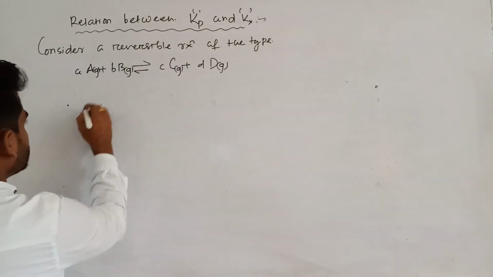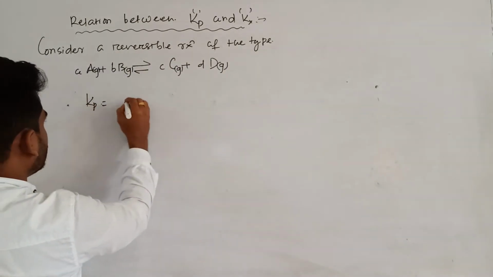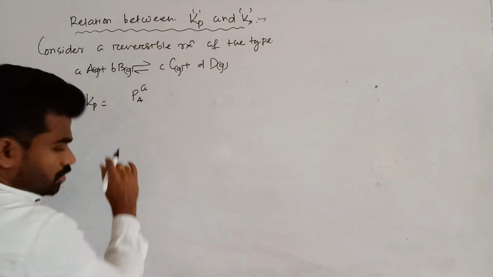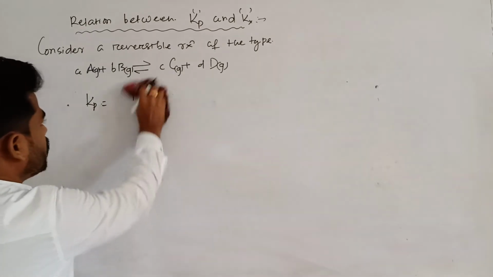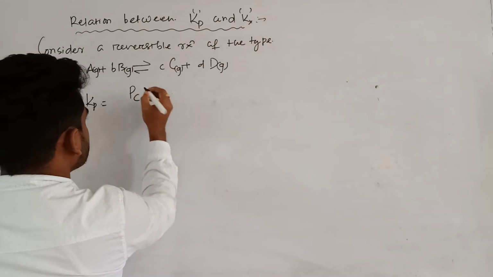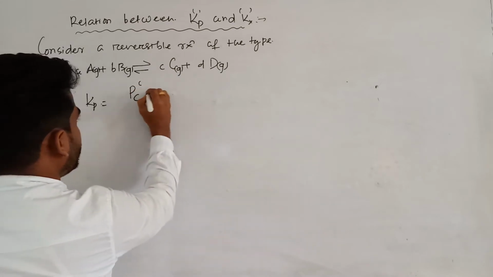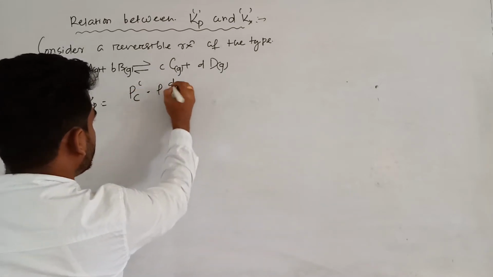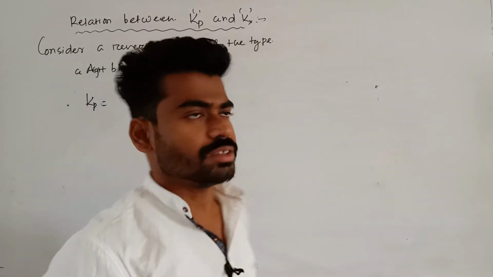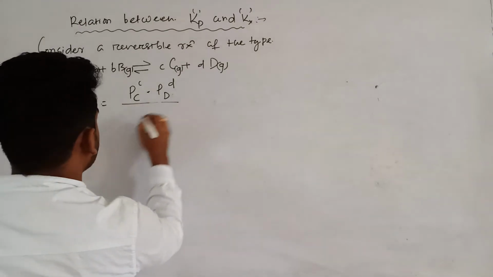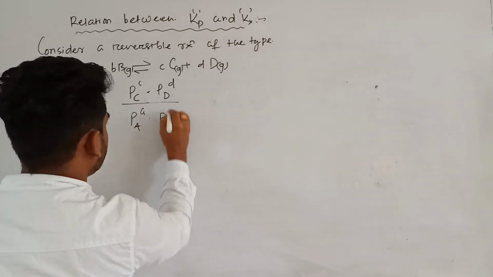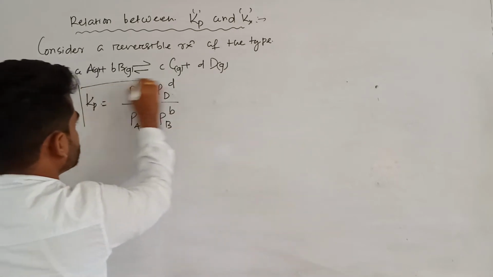I can write the expression for Kp, that is the ratio of product to the reactants. So first write down partial pressure of C to the power c into partial pressure of D to the power d. Their powers will be their stoichiometric coefficients. Divided by partial pressure of A to the power a into partial pressure of B to the power b. So this is the expression for Kp.